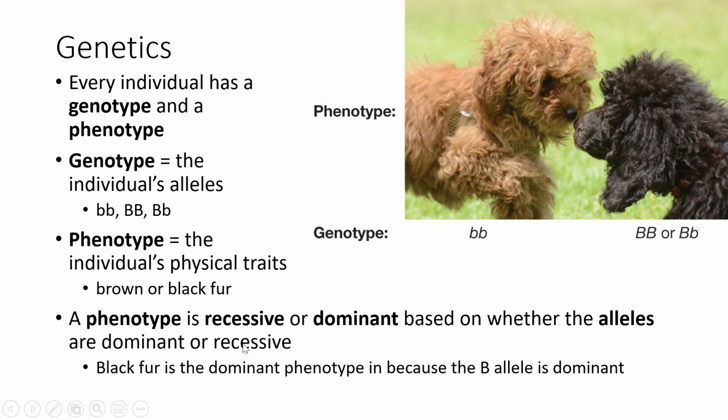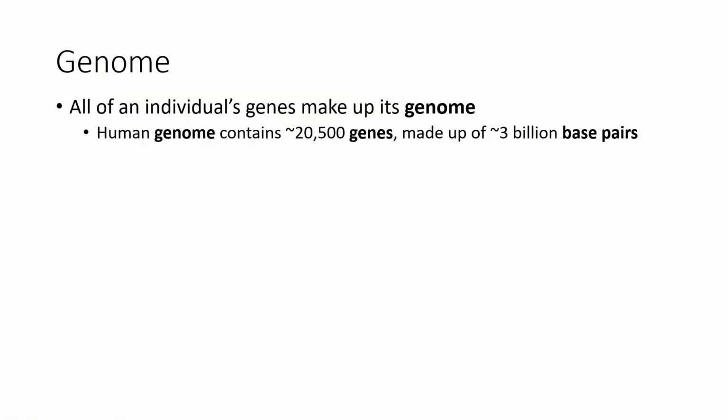Okay, so we can say that a phenotype is recessive if that phenotype, meaning that physical trait, is caused by having the recessive allele. So in this case, the brown fur is the recessive phenotype. In this case, the black fur is the dominant phenotype. The big B is the dominant allele. Okay, so that's a subtle difference, but it is an important difference to know.